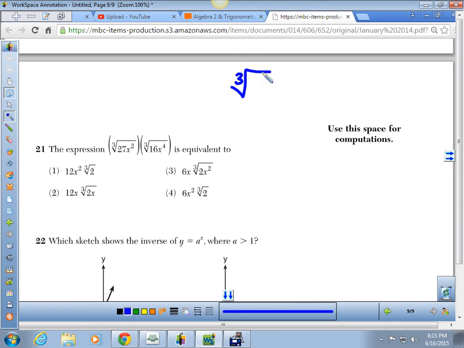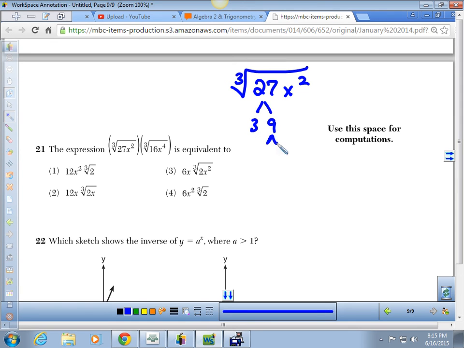We are looking at what kind of a root? A cube root. So we're looking for how many equal factors? 3. Well, 27 happens to be 3 times 9, and then 9 is 3 times 3. 27 is just simply 3 times 3 times 3. So the 27 comes out completely as 3. But can the x squared come out? No. So 3 cube root of x squared.